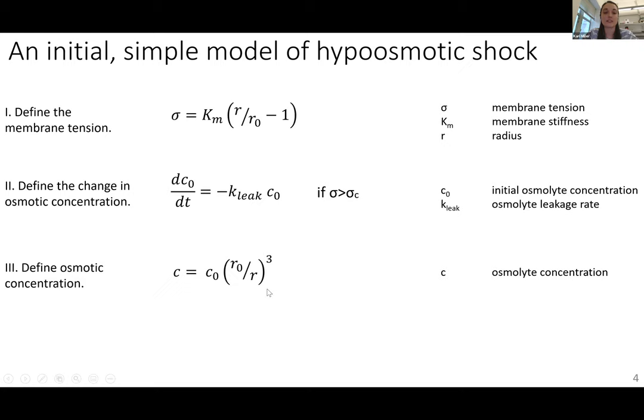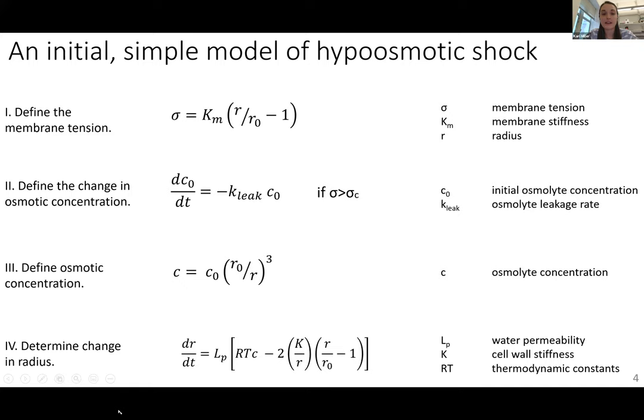And then finally, we'll determine the change in the radius. So this is a rate equation. This is dr over dt, change in radius over time. And this is equal to the water permeability. You can see our constants in there, and then also the cell wall stiffness. Like I said, we effectively ignore the membrane stiffness.